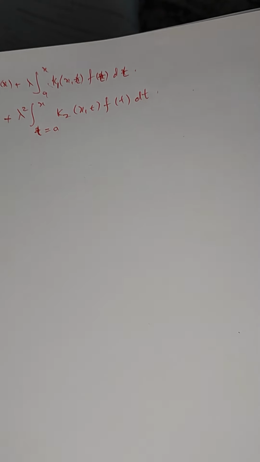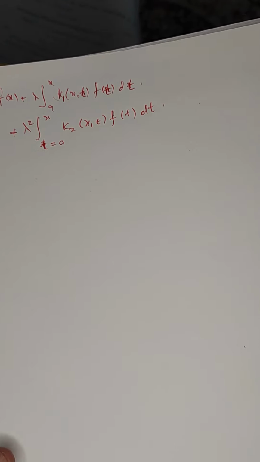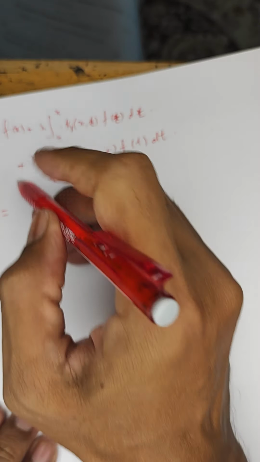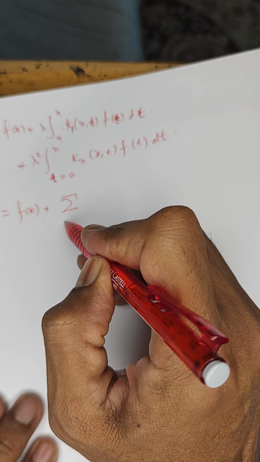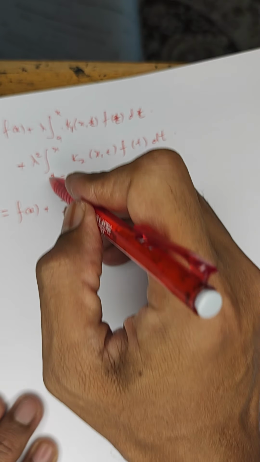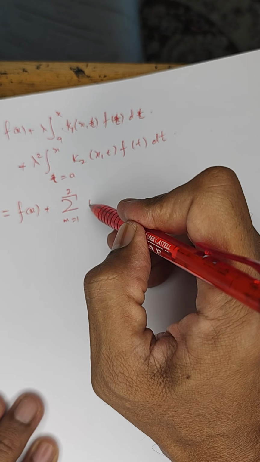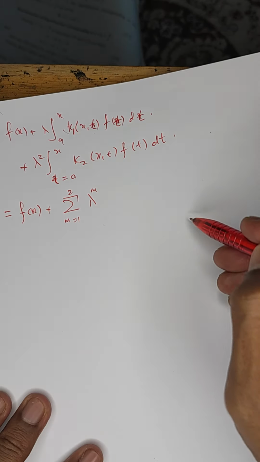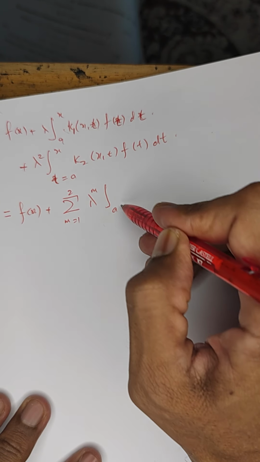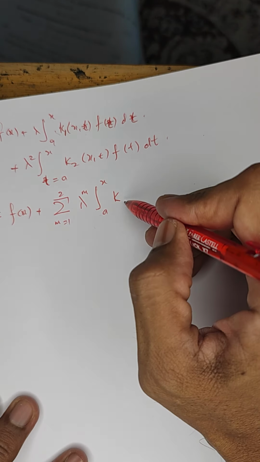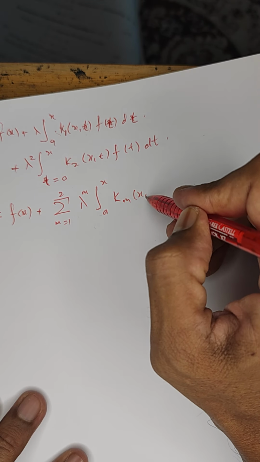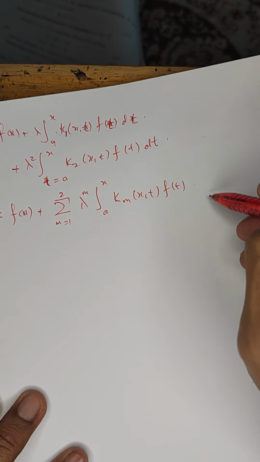Now with that, I can write this in terms of sum notation. So this is equal to f(x) plus the sum m equal to 1 to 2, 1 and 2, we have lambda^m, then we integrate t from a to x, and we have k_m(x,t) f(t) dt.